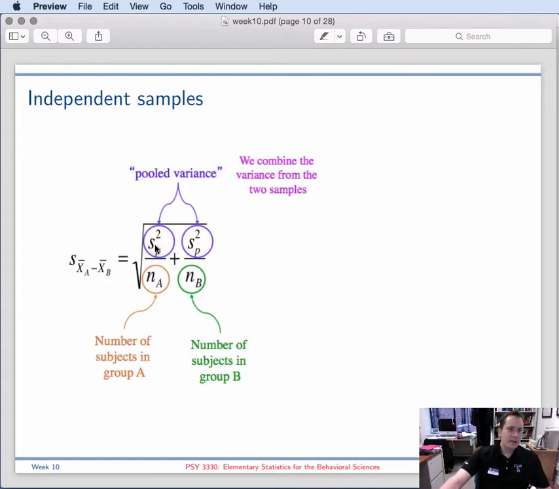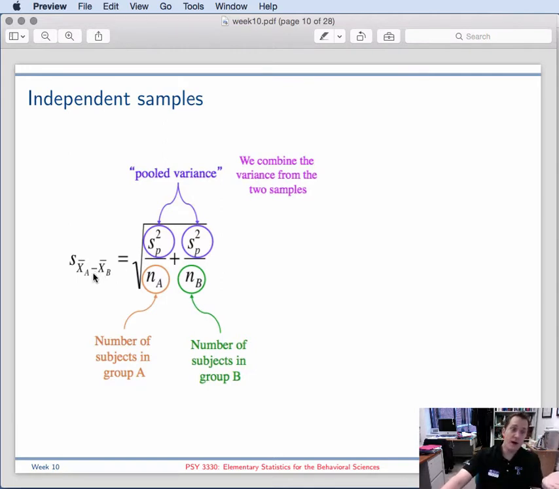First of all, the thing that's circled in blue up here, this S_P squared, is something called pooled variance. Now, pooled variance is the variance you get by taking the variance from sample A and the variance from sample B and combining them together. You can think of it as an average. We'll get to that in just a second, but it's essentially a combining that makes sense. All right, so it's called pooled variance.